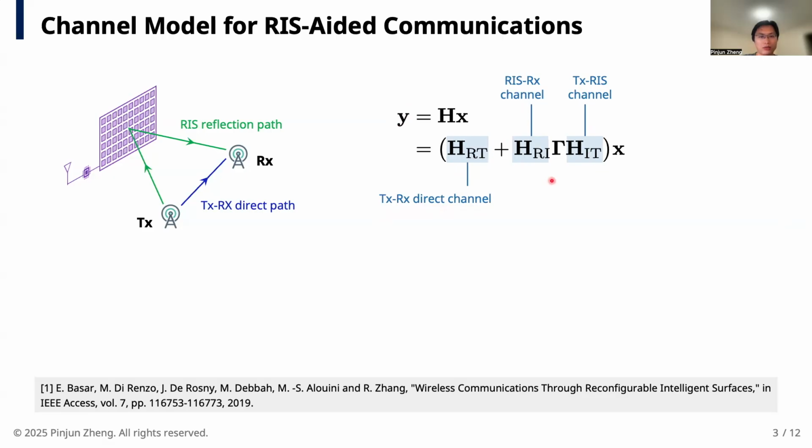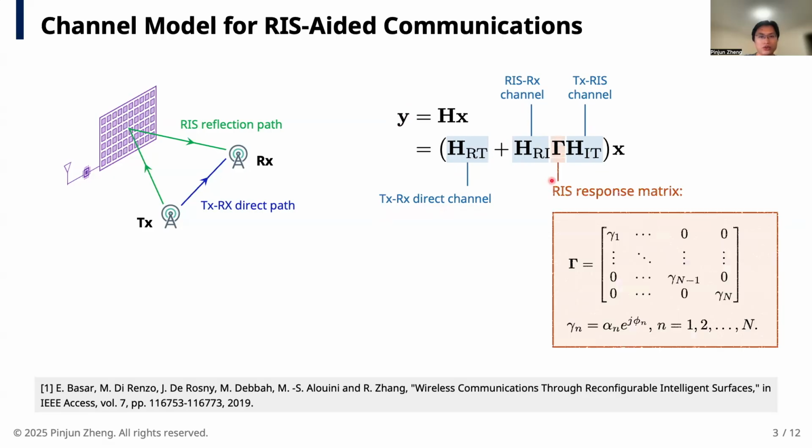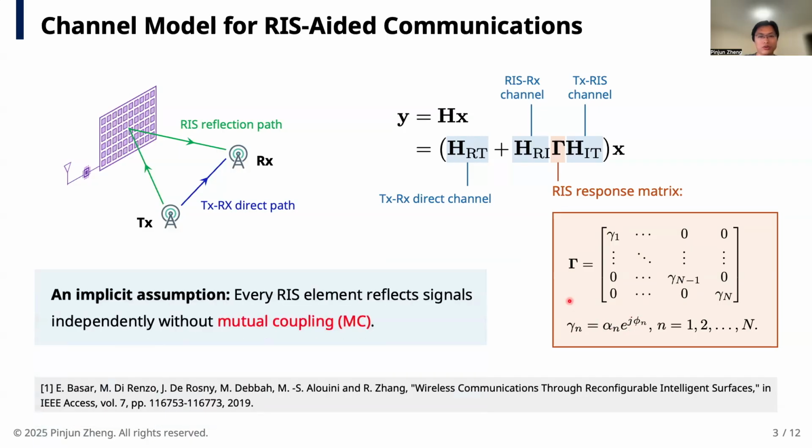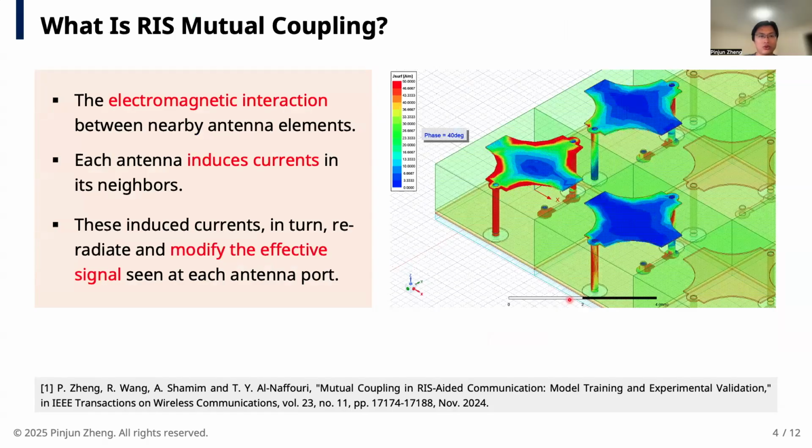Another important component here is the matrix gamma, which is the RIS response matrix. You can see it's a diagonal matrix. Each of its diagonal entries is the response of a RIS element, and this response consists of an amplitude response and a phase response. This is the most commonly used model for RIS-aided communications. But if you look at it, you will find there is an implicit assumption that every RIS element reflects signals independently, without mutual coupling. So you might ask, what is RIS mutual coupling?